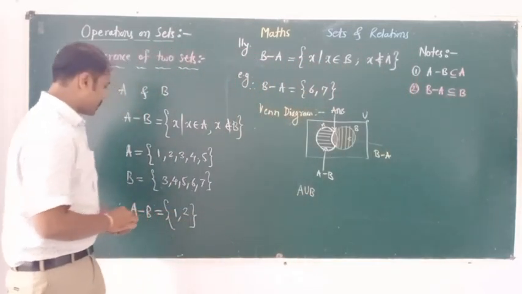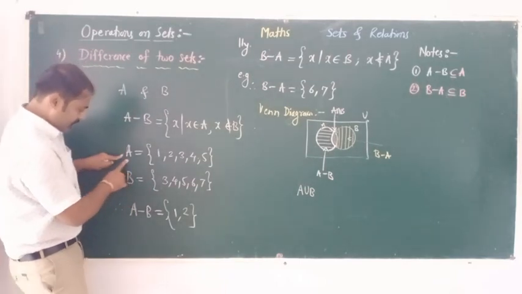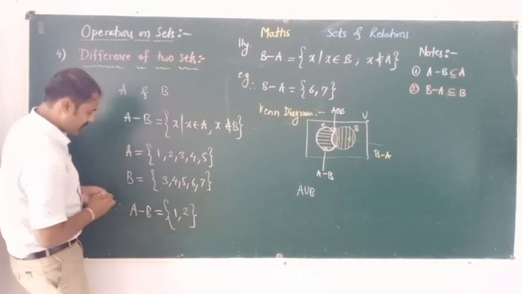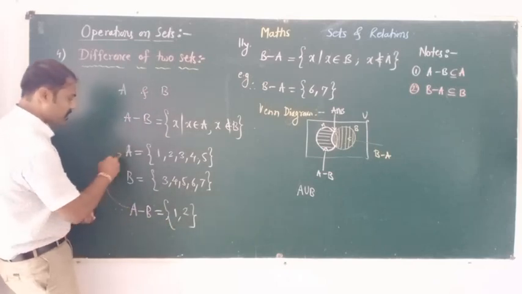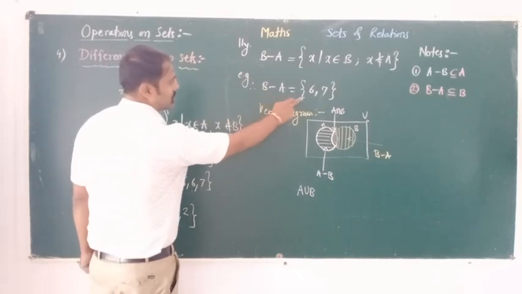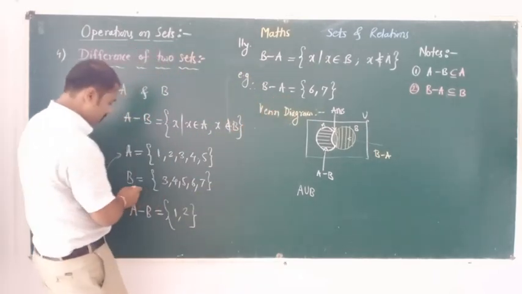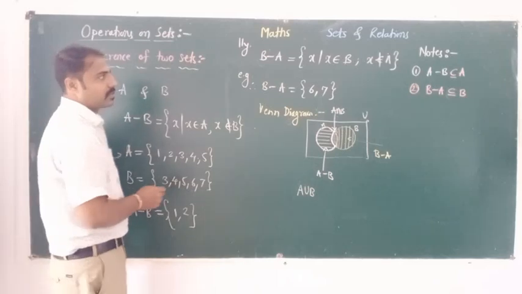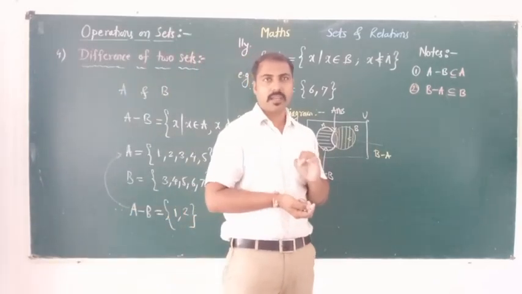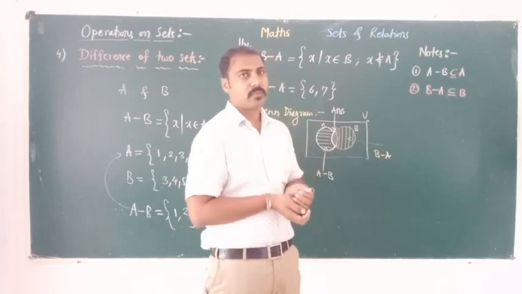I am taking an example here. Clearly, A minus B is the set {1, 2}, and A minus B is clearly a subset of A. And B minus A here is {6, 7}. So B minus A is a subset of B. Okay, two notes are there: A minus B is a subset of A and B minus A is a subset of B.